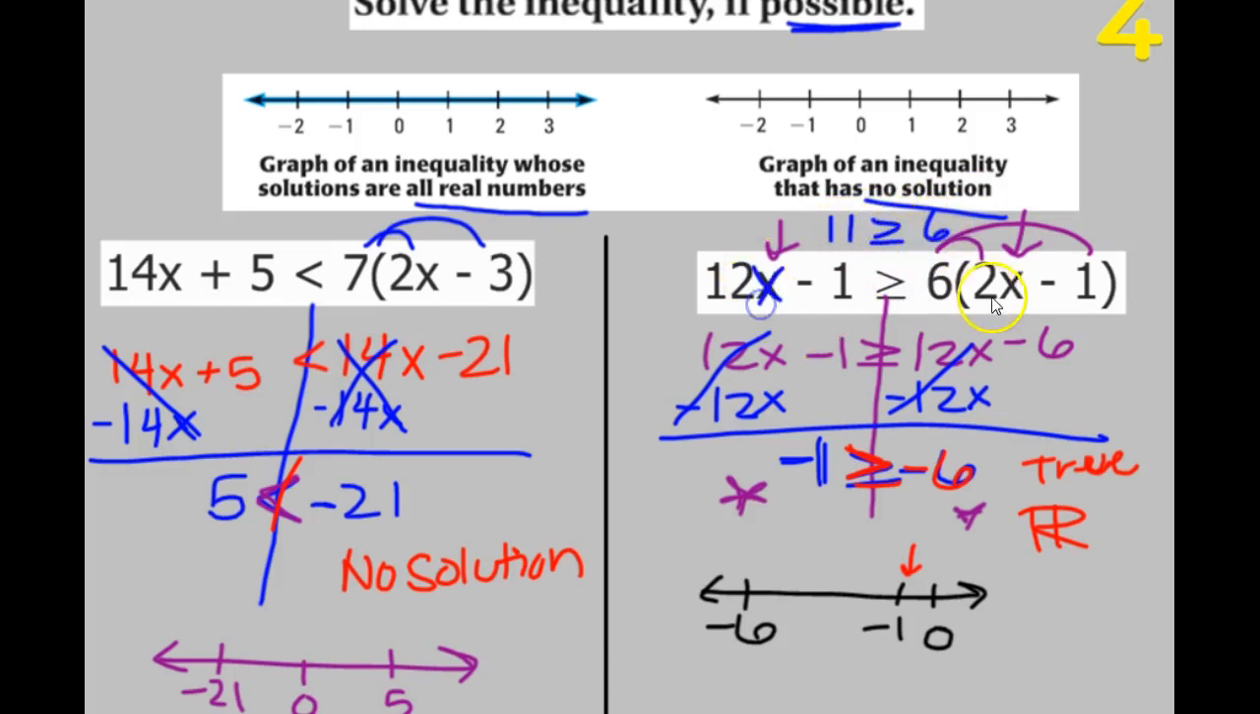My point is that no matter what number you plug in, it's always going to be all real numbers. It's going to work. It's going to be true. Here I got negative 1 is greater than negative 6. Here I got 11 is greater than or equal to 6. So if you're not sure once you solve it, plug in a number and see if it works or not. So we can't really graph this. This is your answer.